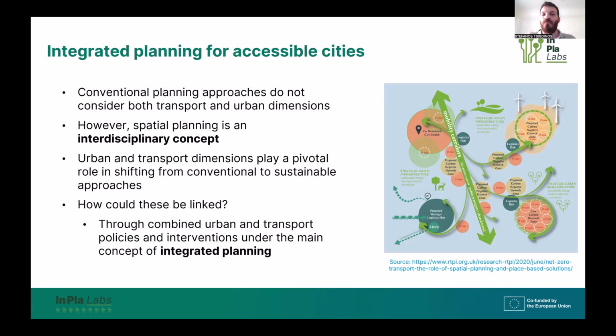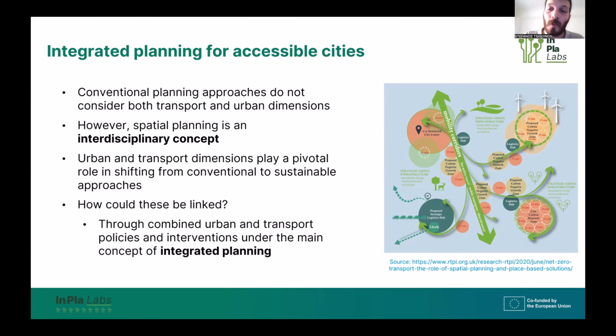To continue, urban and transport dimensions play a pivotal role. We saw the principles and how we can link them. We can link them only with this integrated approach. To be more precise, when we talk about integrated things, combining participation, combining methods and so on, it may sound very vague or very optimistic sometimes, but it's not. It's something very simple.